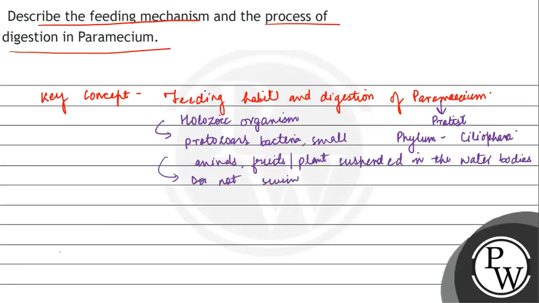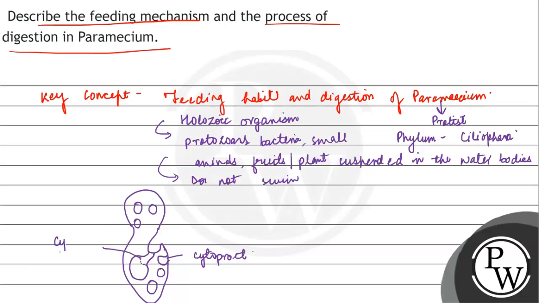First of all, how does the process of feeding take place? This is the Paramecium, and it has certain vacuoles that undergo cyclosis. And this is the cytopyge, the anal opening. Apart from that, this region is the cytostome. Over here there are certain layers, and this region is the pharynx, cytopharynx.